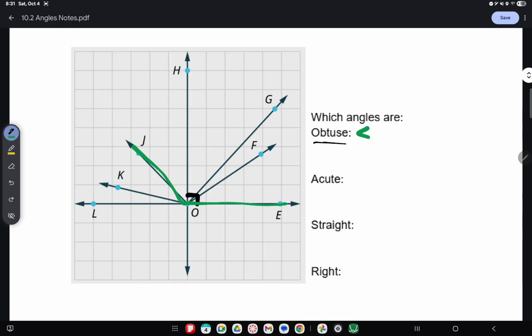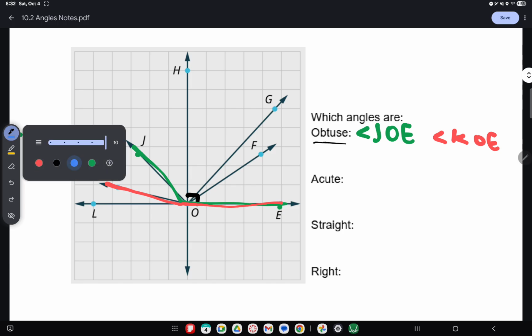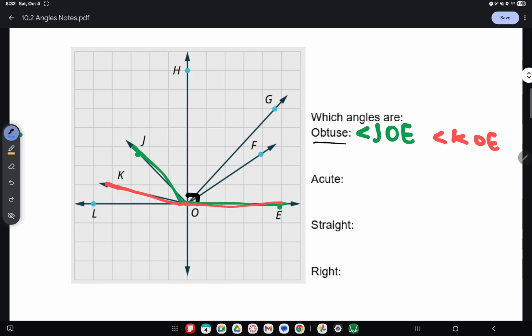So angle, and I can say J-O-E. Another one could be with K, angle K-O-E. That's just 2 examples. I think I'll just do 2 of each. All right, acute. That's less than 90. If I'm looking at my right angle here, I see 2 that are less. One of them is F-O-E and the other is G-O-E.